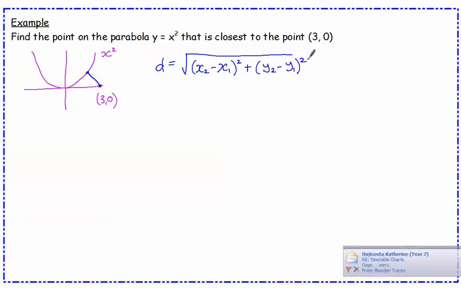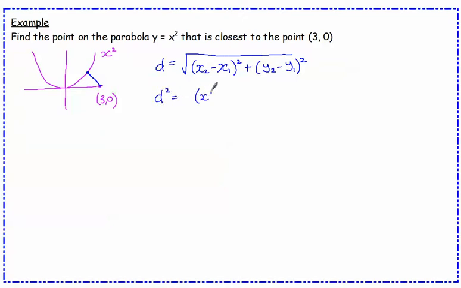Now to make things easier, we're just going to look at d squared, just because then we haven't got to worry about this square root. So if we want d to be the smallest, then d squared is also going to be the smallest at that point. Because we're looking at distance, we don't look at the negative or the positive. Does this make any difference?